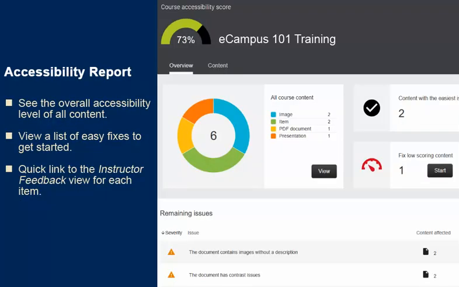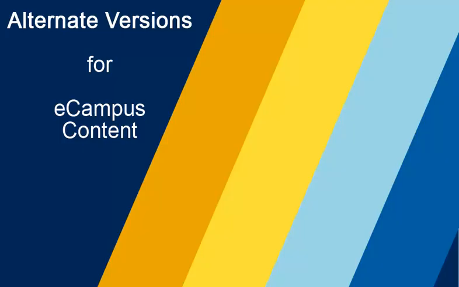You can also view an accessibility report for the whole course. This view provides multiple ways that you can review the accessibility of each item or file, including which easy-to-fix or lowest-scoring items can give you a quick score improvement. Let's see how students and faculty can obtain alternate versions of eCampus files and other content using Ally.